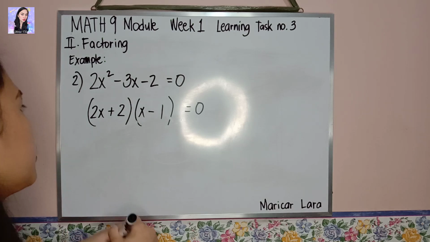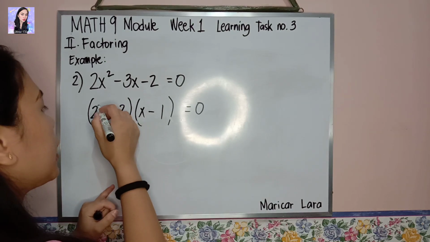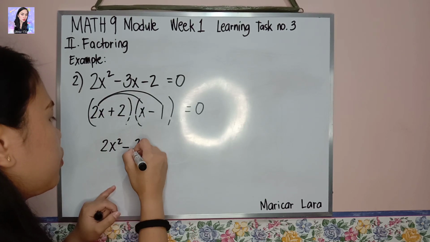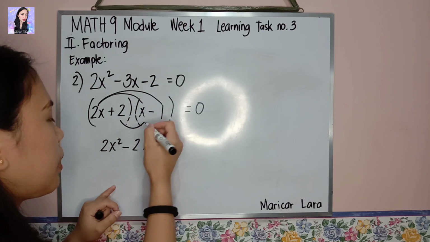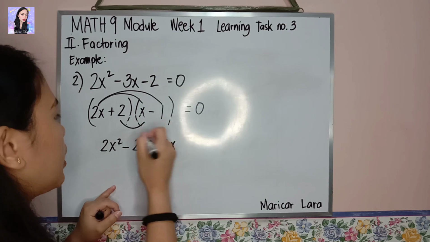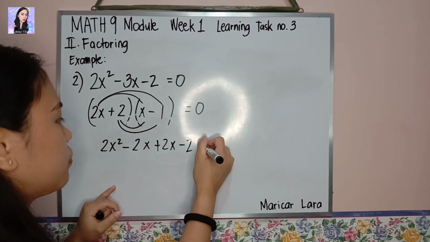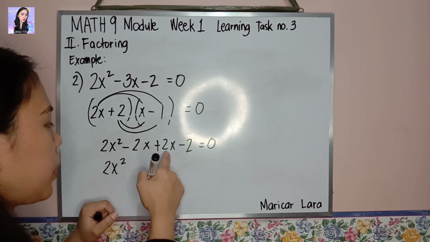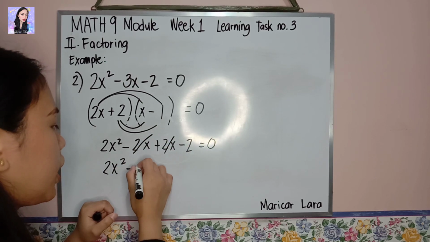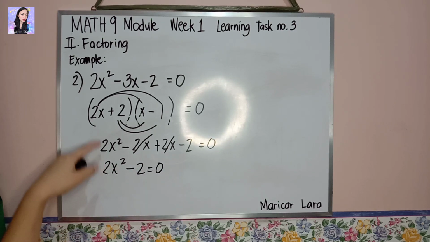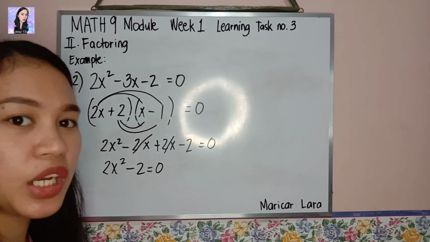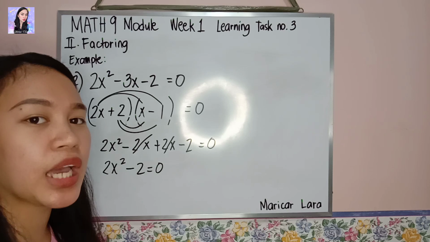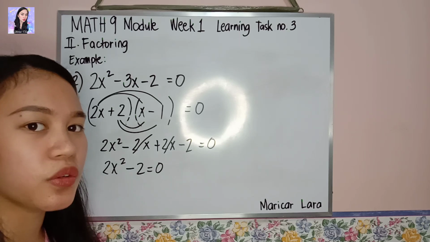So, check natin kung tama to. So, FOIL method lang po ulit ang gagamitin. 2x times x, 2x squared. 2x times negative 1 is negative 2x. Positive 2 times x is positive 2x. Positive 2 times negative 1 is negative 2 equals 0. So, 2x squared, negative 2x, positive 2x, makakancel siya. And then, ang matitira ay negative 2 equals 0. Mapapansin nyo, magkaiba siya. Ibig sabihin, mali yung ating nakuhang factor.